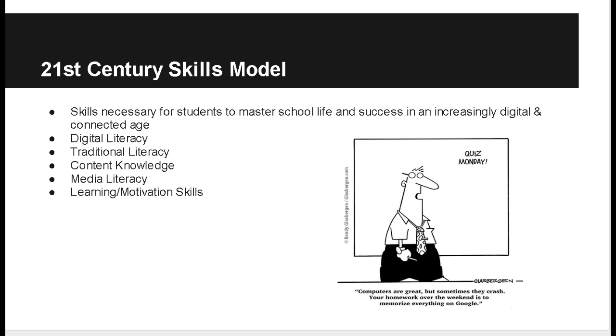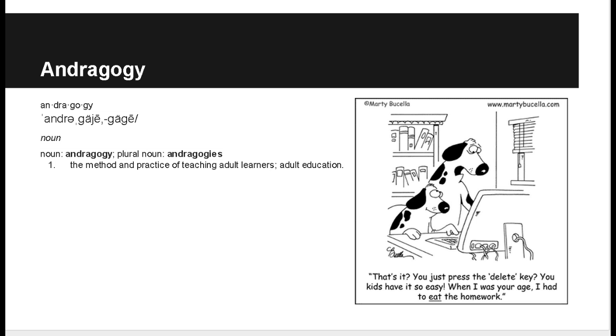A relatively new concept in your learning theories is called the 21st century skills model. And the emphasis is placed on skills necessary for students to master new technologies in a digital age. Emphasis is placed on digital literacy, traditional literacy, content knowledge, media literacy, and learning motivational skills. What I thought was interesting was this concept here of employing your traditional literacy and content knowledge. So traditional education is still valued in this new model.